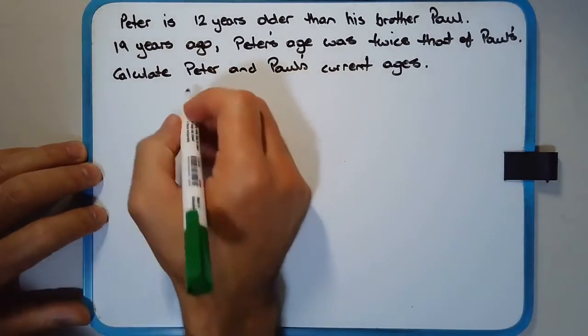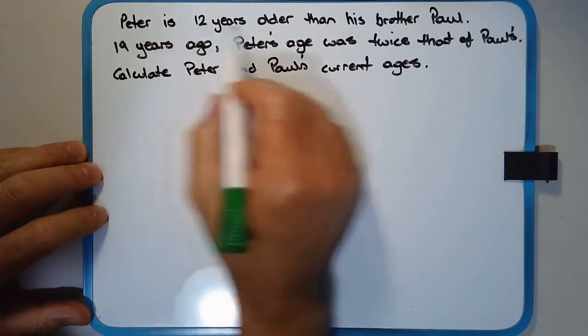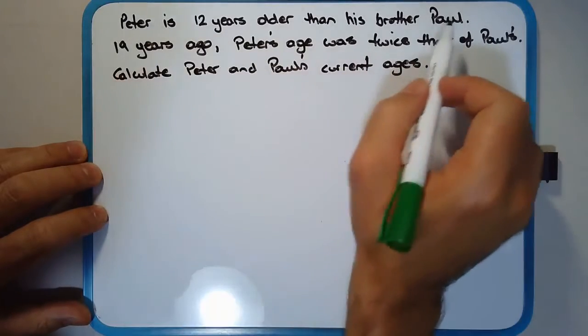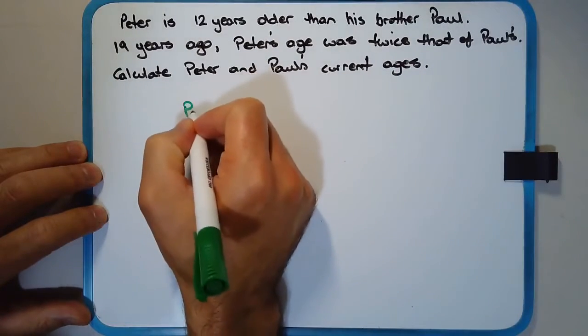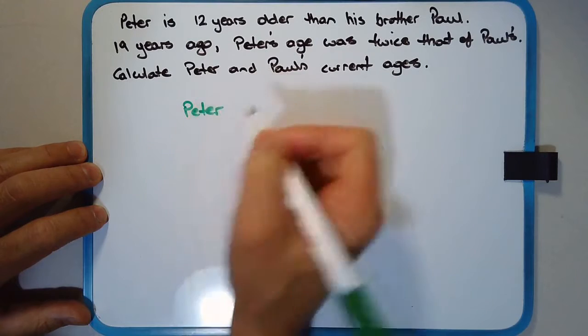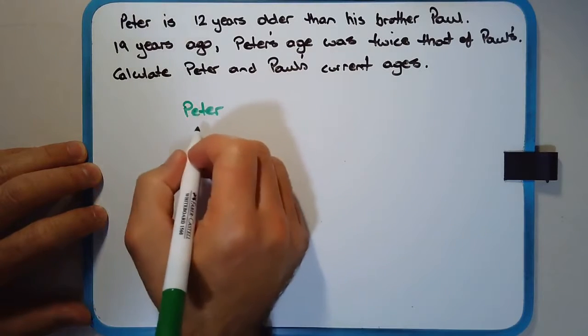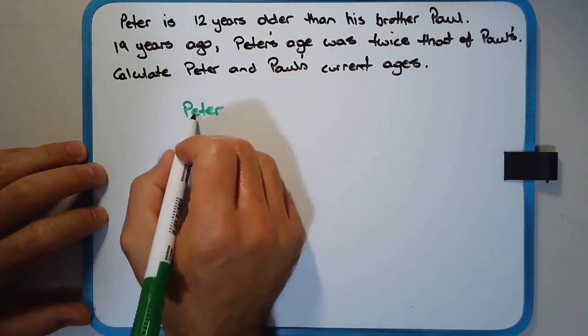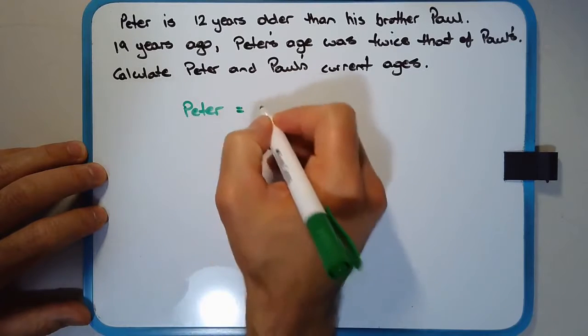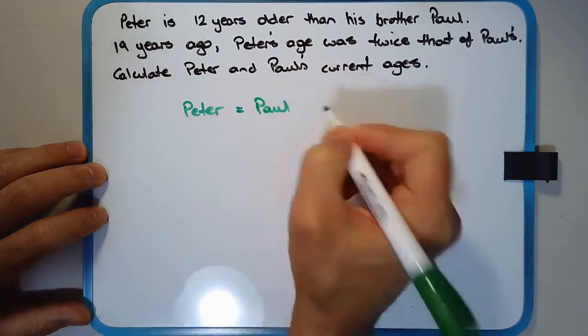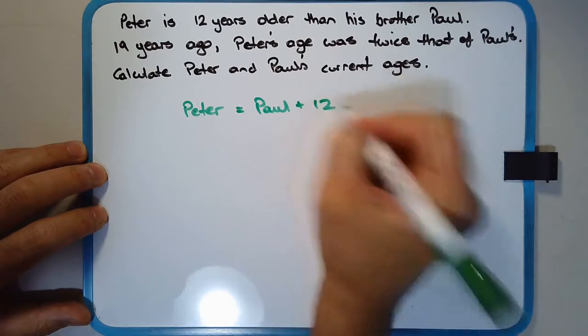So the first thing I'm going to do is write a statement that represents the first line. And in fact, the first line of the problem tells us quite a lot. So I'm not even going to use pronumerals. I'm just going to use their actual names to represent their current age. So Peter is equal to Paul's age, plus 12.